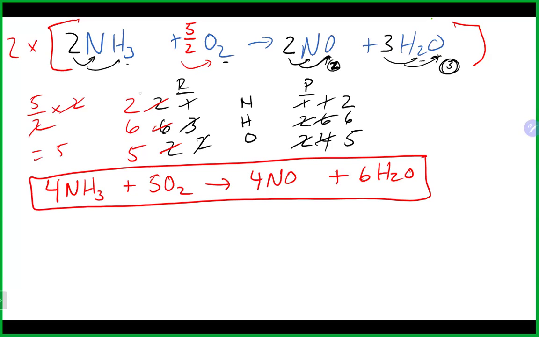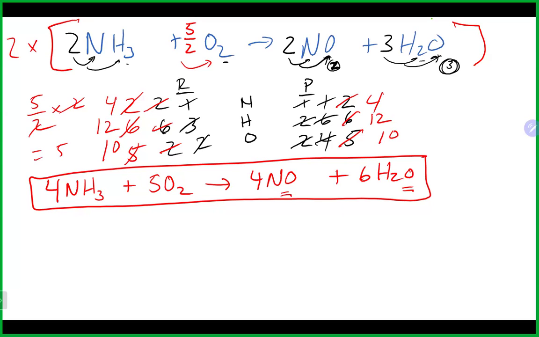So we have 4 nitrogens on the left to go with the 4 on the right. So that's good. We have 4 times 3 for the hydrogen, which is 12 on the left. 6 times 2 is 12 on the right. 5 times 2 is 10 oxygens. And we have 4 oxygens in the first one, 6 in the second one, which gives us 10. And now we do have a balanced equation that has all whole numbers.